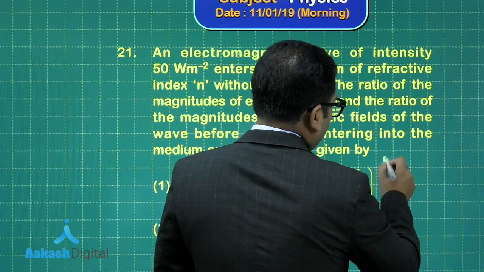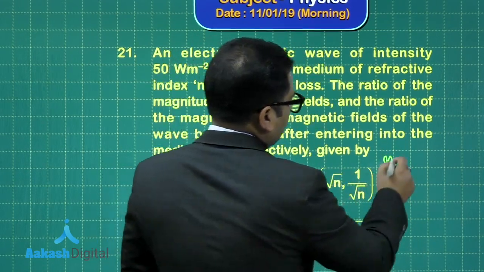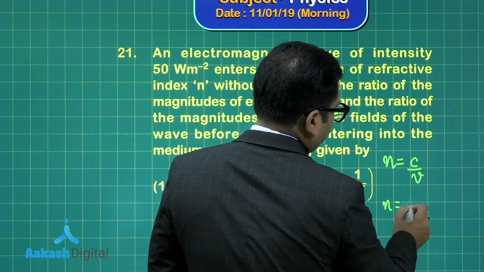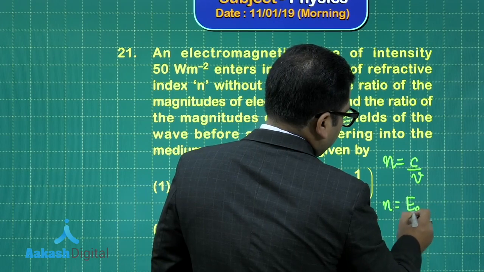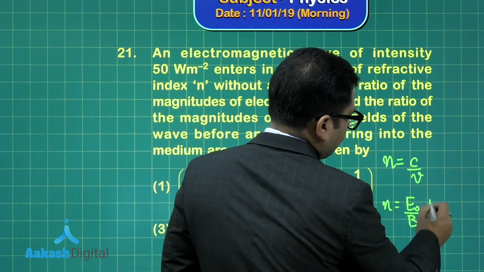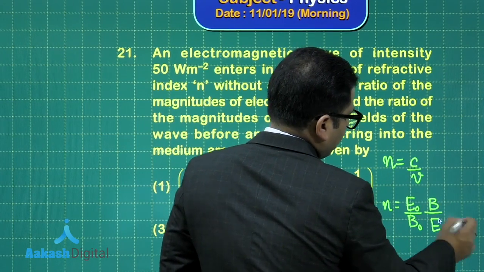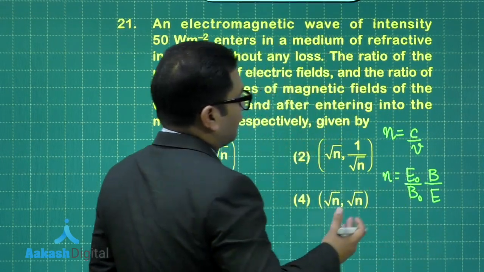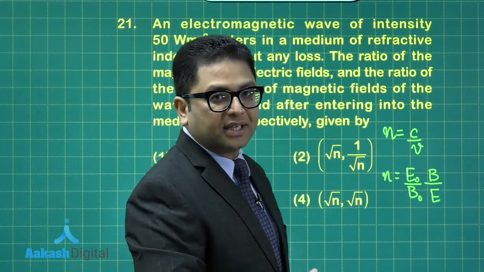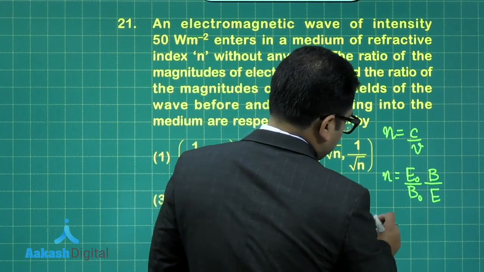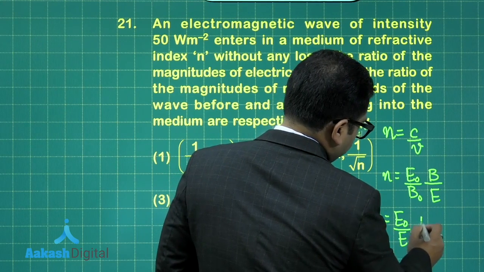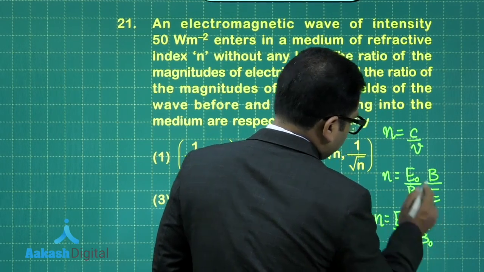The refractive index, we know, is C by V. And here you could write n equals to E naught by B naught, because velocity of electromagnetic wave is the ratio of electric field to magnetic field. So here, E naught represents the electric field before entering the medium, and E represents the electric field after entering the medium. So here you get n equals to E naught divided by E and B divided by B naught. This is how it goes.